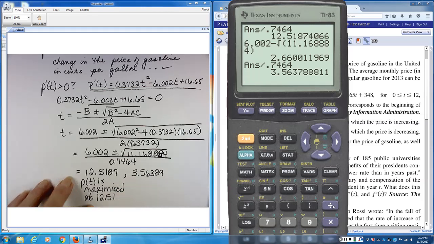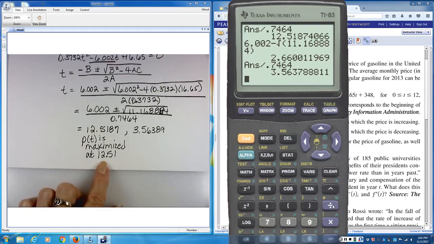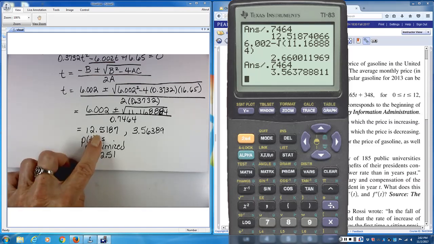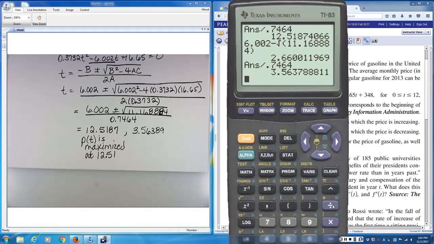P of t is maximized at 12.51. Now here's the question. Did it hit its maximum if the function's only valid from 0 to 12? Did it even hit its maximum in that time interval? No. Or maybe that's a minimum. Who knows? That just tells you what the value of the derivative is. That's the x value. It says the derivative is 0. That might be where it bottomed out. It may have bottomed out after December 2013.